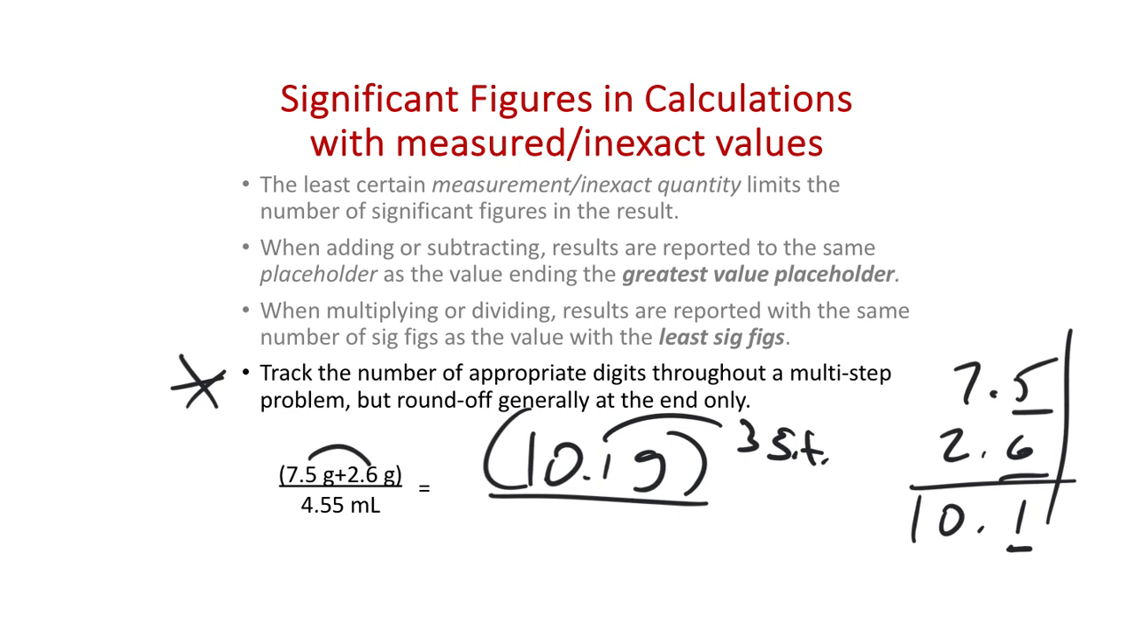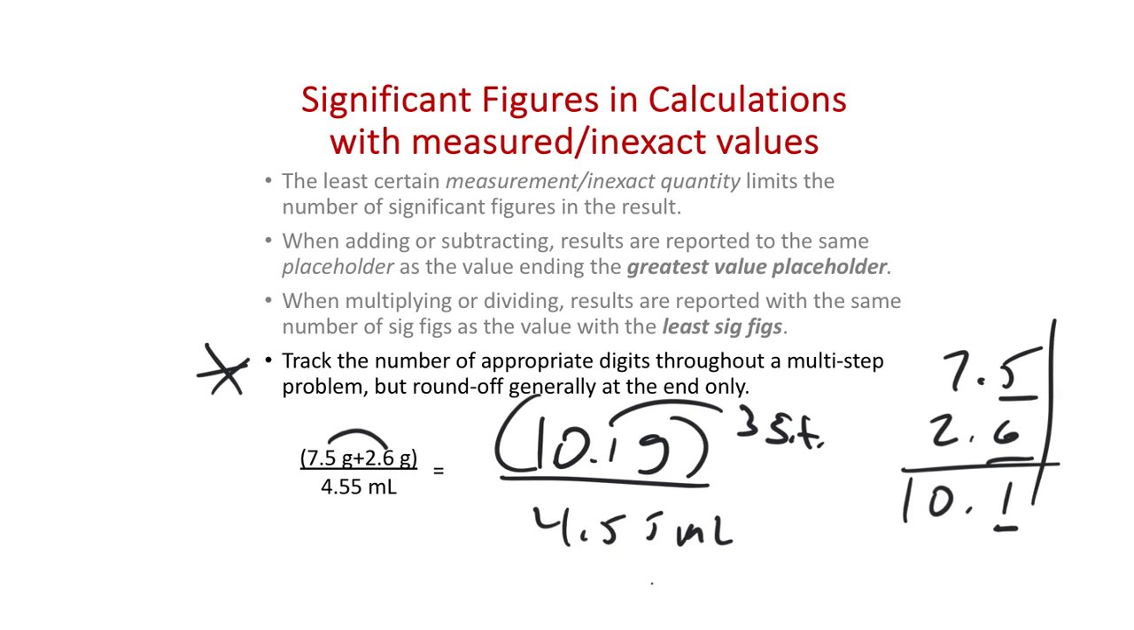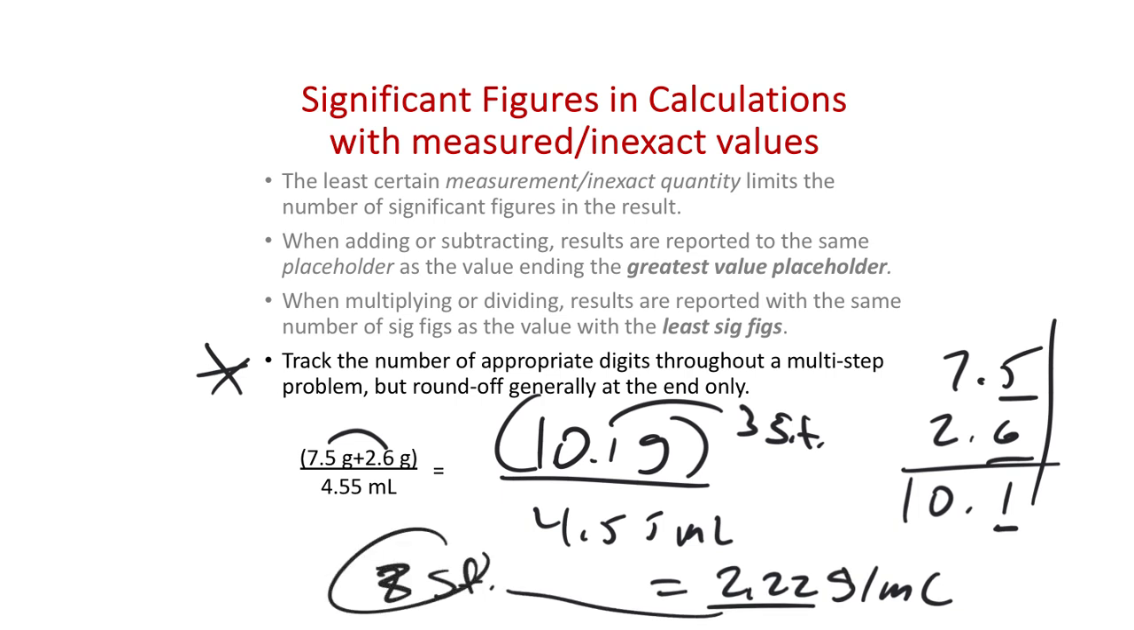So I do the addition step first, I apply the addition rule there, then I do the division, then I apply the division rule. And so 3 sig figs divided by 3 sig figs should result in how many sig figs? 3. So we keep 3 sig figs here, so 10.1 divided by 4.55, I got 2.22 grams per milliliter. So I need to go to 2 sig figs. Or, I keep messing numbers up in my head. It's clearly 3 sig figs. So we go to 3 sig figs here.